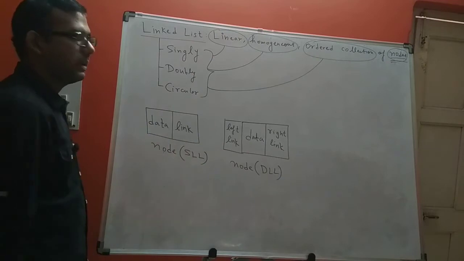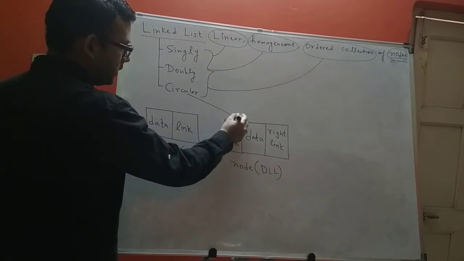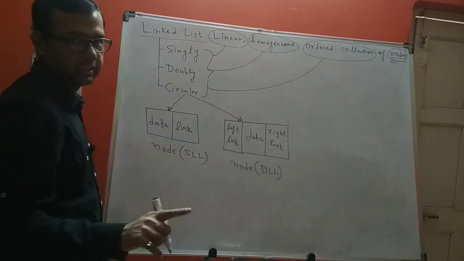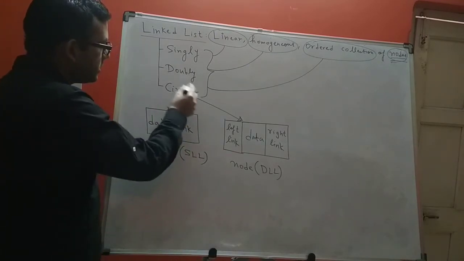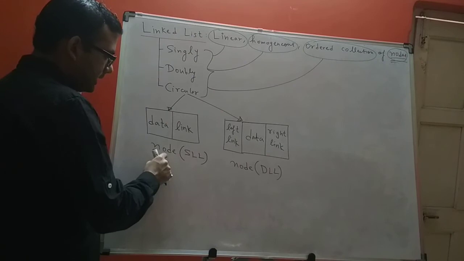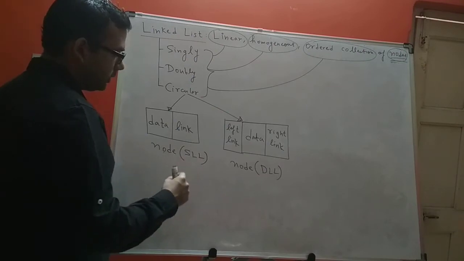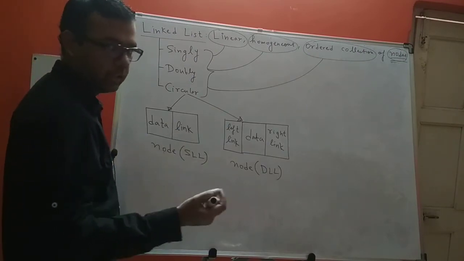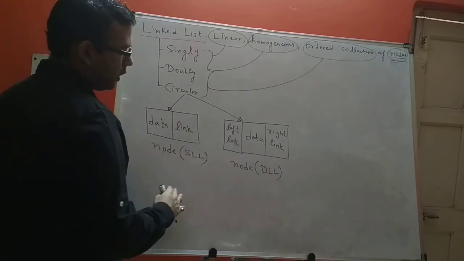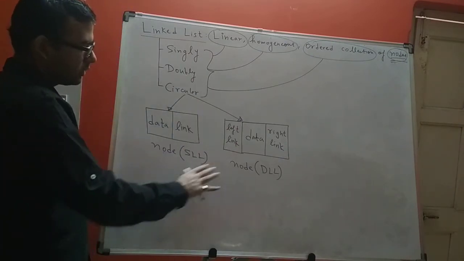I'll not be drawing the node format for a circular linked list because a circular linked list can either be a circular doubly linked list, or a circular singly linked list. Then what is the difference between a circular linked list and a singly linked list and doubly linked list? In a singly linked list, the last node will have its link part as null. What I'll do is, in the next video, with the help of a diagram, I'll show you how each of these linked lists vary. For now, you just concentrate on the node part.